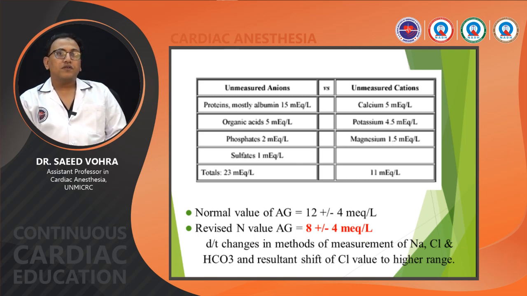The major unmeasured anions are albumin, organic acids, phosphates, and sulfates, and the unmeasured cations are calcium, potassium, and magnesium. The normal anion gap value was around 12 plus or minus 4, which is revised to 8 plus or minus 4 milliequivalent per liter due to changes in methods of measurement of sodium, chloride and bicarbonate, and the resultant shift of chloride value to a higher range.